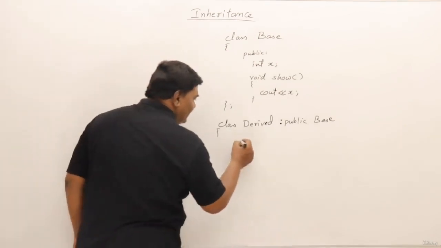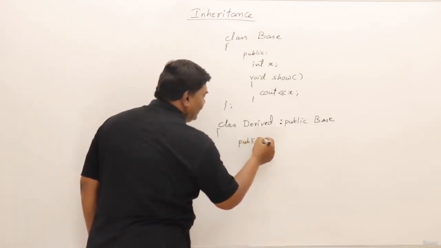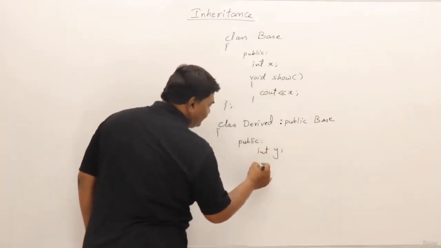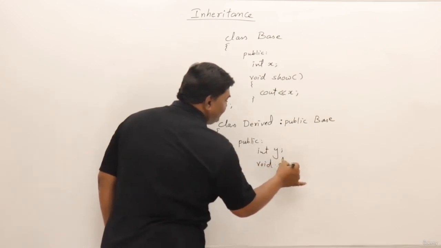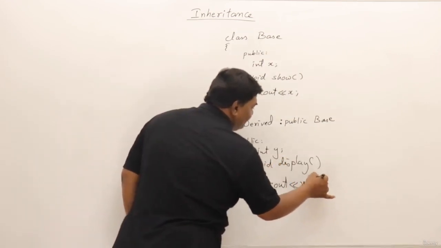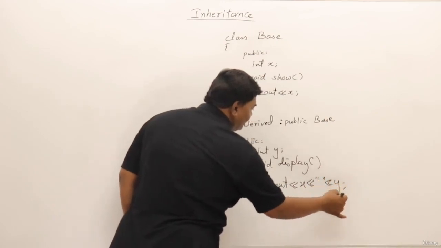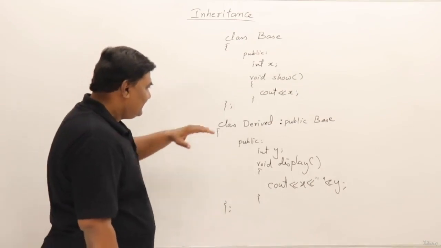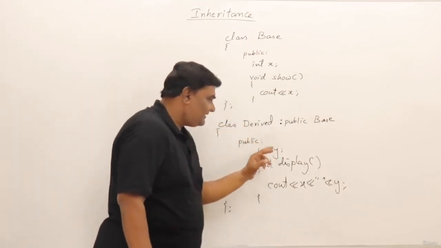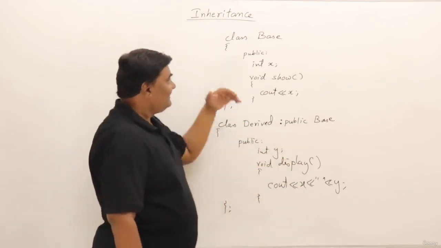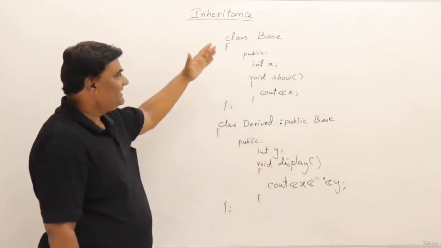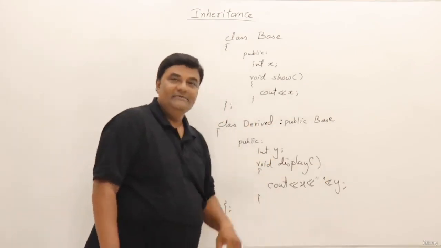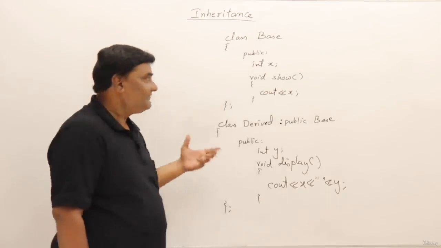Now here in this one, I will write everything public. Then I will declare some variable, let us say y, and I will have a function void display, which shows x with some space and y. This will display two things, x and y. Now you can see that this derived class is having only one variable, that is y. Then how did it get x? That x, it is borrowing or getting from the base class. So the base class is having x and the derived class is accessing x as well as y.